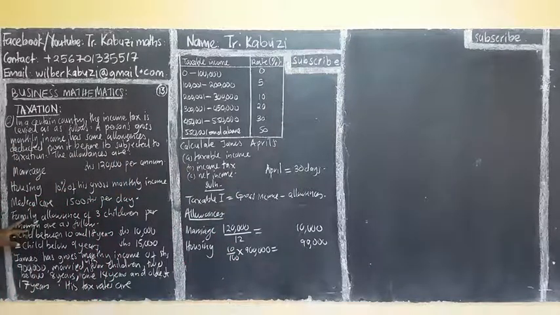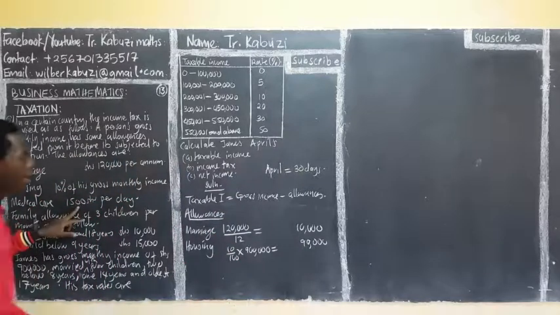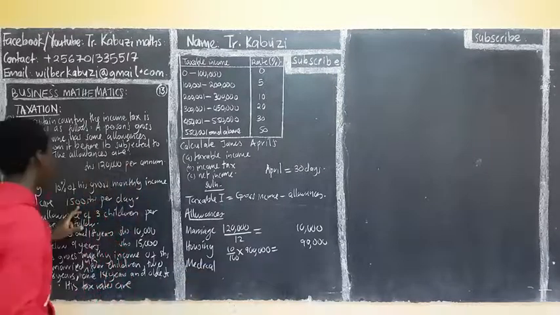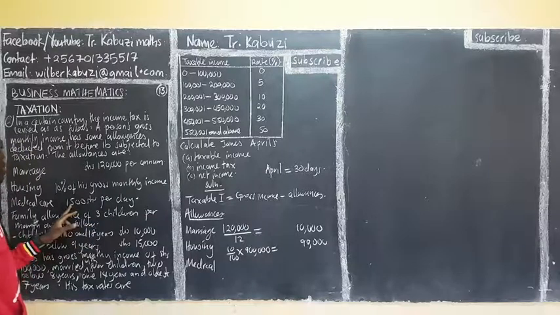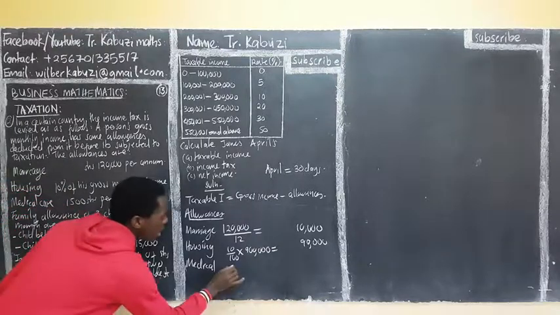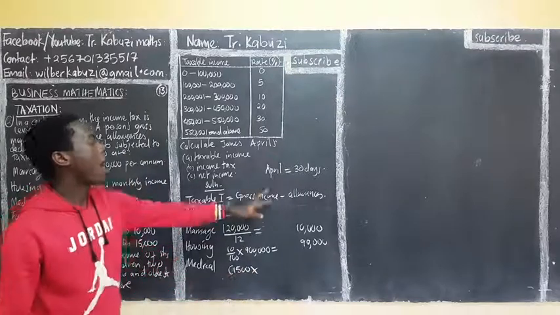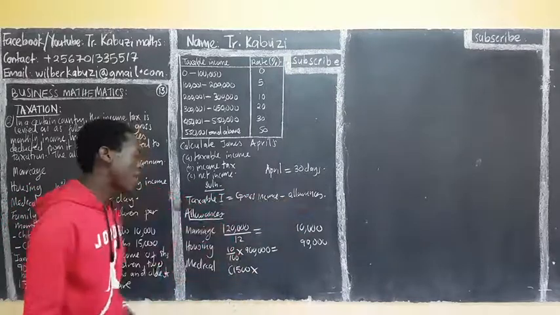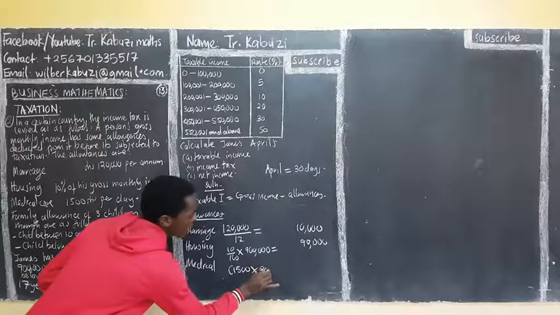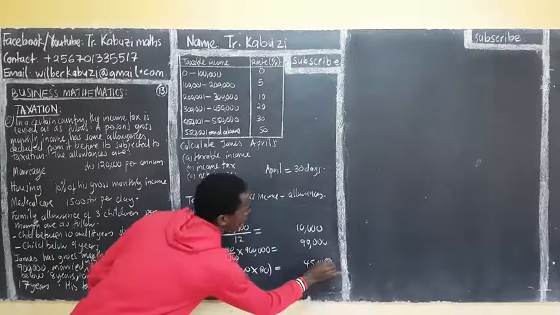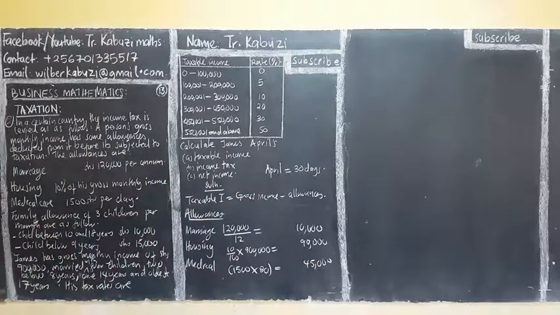Then they are telling us that medical care is 1,500 per day. So if they are giving us this per day, then we multiply by how many days April shall be having in the month. So times 30, which will give us 45,000. Then they come, James has a monthly income of 900,000, we finished that.